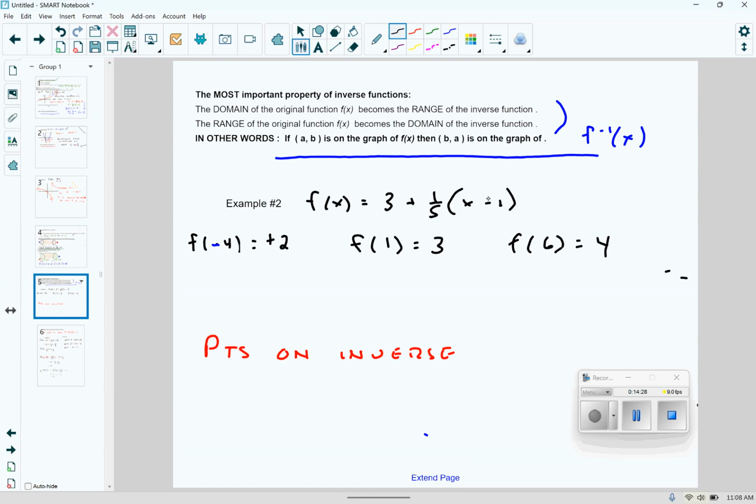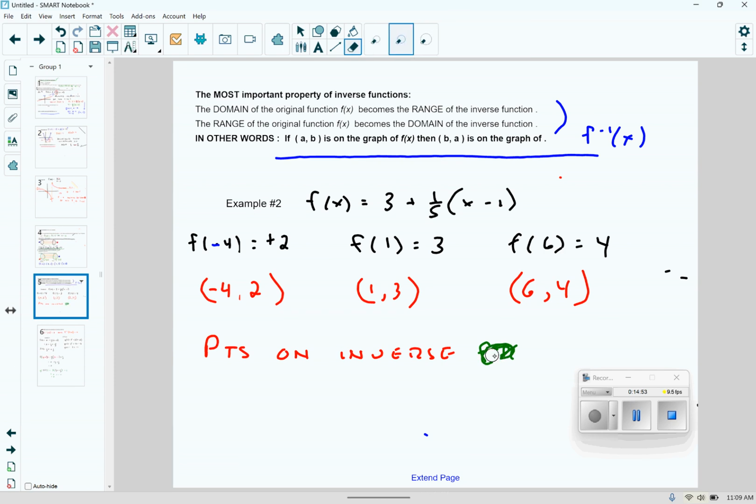And here are the points on f: (-4, 2), (1, 3), and (6, 4). This guy, f inverse, does exist. So the points on the inverse, f inverse, let me write that correctly, the f inverse guy right here. Points on this guy are simply going to be (2, -4), (3, 1), and (4, 6).